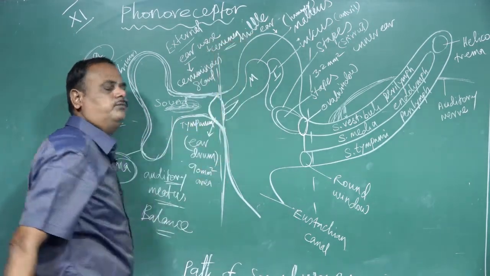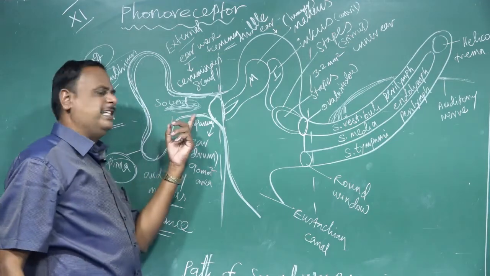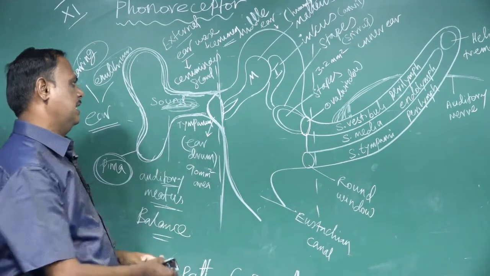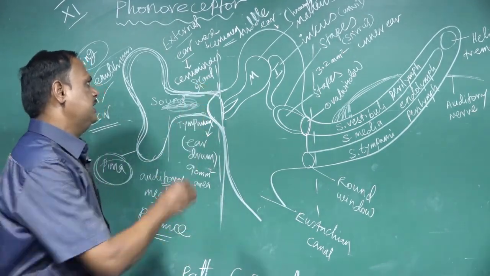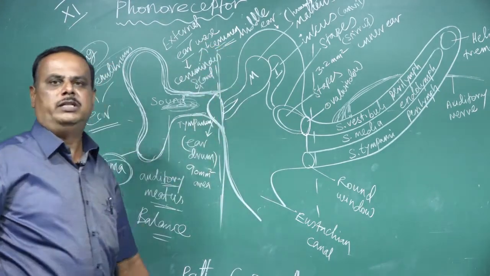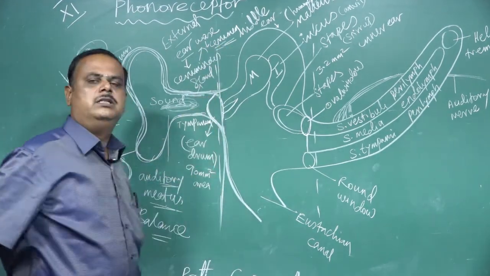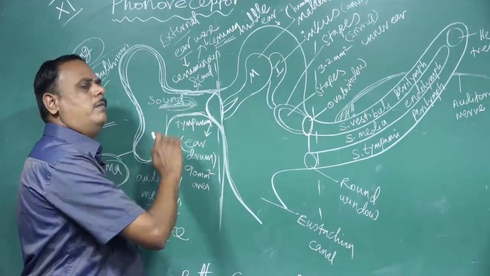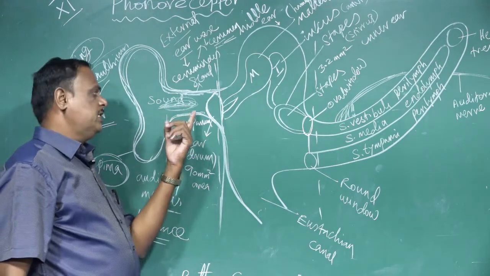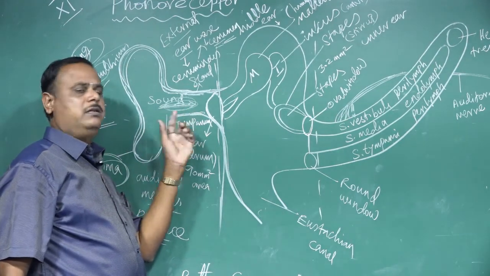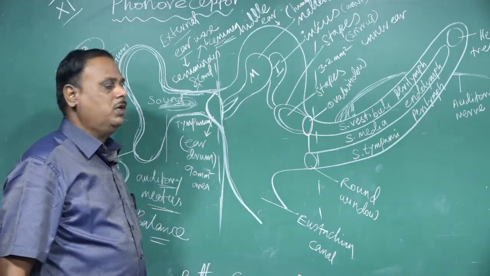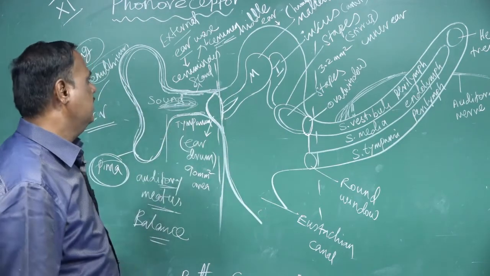What is cerumen? The ceruminous glands are located in the inner lining of the wall of the auditory meatus, and they secrete a wax-like substance called cerumen. What is the role of cerumen? It helps to prevent dust particles and other foreign particles from entering the auditory canal and the middle ear.